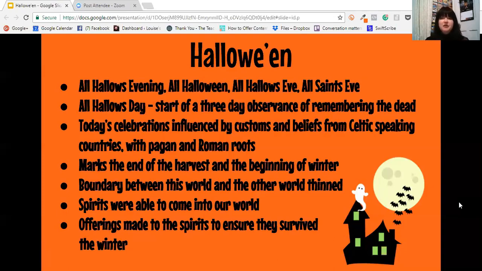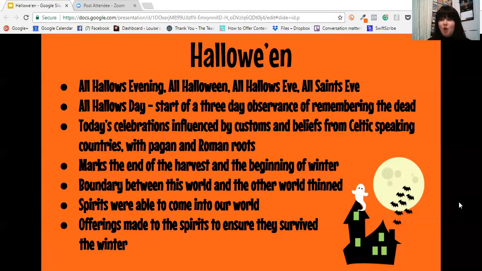And so the spirits were able to come into our world, and people were frightened of the spirits. They feared them, that they could do harm, not only to them, but also to their livestock that they depended on for food during the winter, but also to the crops that had been planted ready for going into springtime.